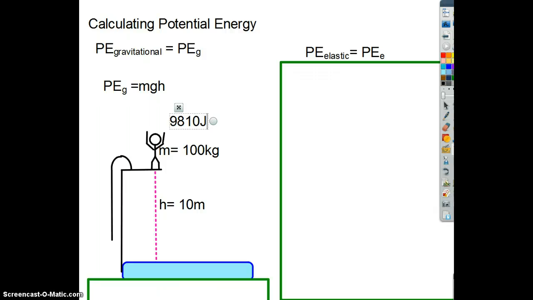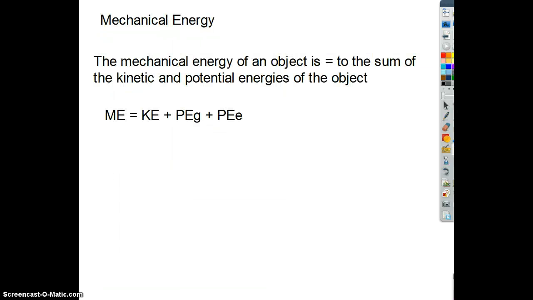Well, now let's really put this into practice. And let's talk about a new topic here, a topic known as mechanical energy. Now, we've talked about mechanical energy in class in our vocabulary. Mechanical energy of an object is equal to the sum of the kinetic and potential energies of the object. So at any point in time, something that is moving could have both kinetic and/or potential energy. And it could have gravitational potential energy, or it could have elastic potential energy. And for that matter, it could have all three.